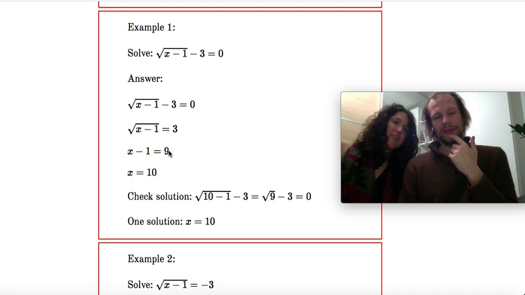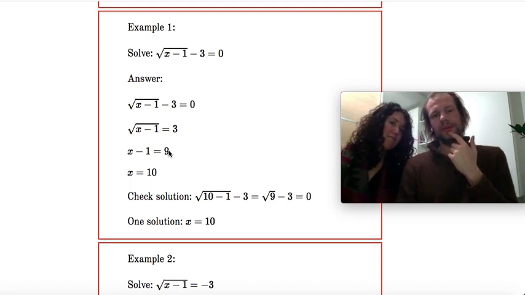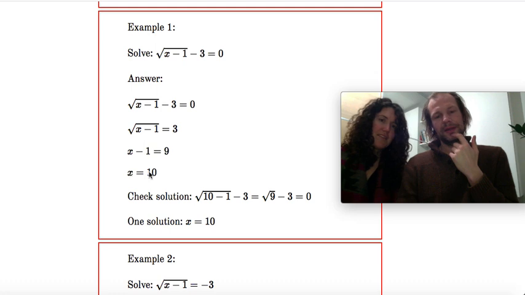A square is like the 2, to multiply it by itself. Yeah, 3 times 3. And then x minus 1 is 9. So x is 10. Oh, because you moved the 1 again? Yeah, I moved the 1 to the other side.